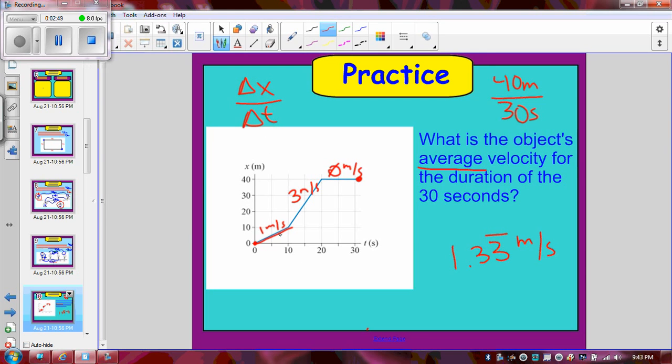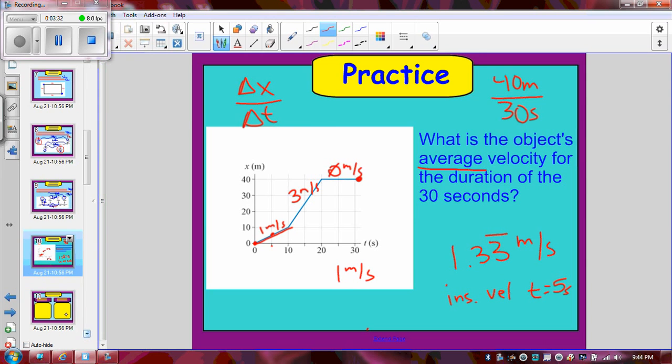Now, these individual velocities right here are what is known as the instantaneous velocity. The instantaneous velocity, and we'll talk about this more in Unit 3, is the velocity at the exact moment of specified time. So for example, if I said, what is the instantaneous velocity at time equals 5 seconds, we would find 5 seconds right here, and we would say, what's the slope at 5 seconds? The slope at 5 seconds is 1 meter per second. So while the average velocity is 1.33 meters per second, the instantaneous velocity at the exact time of 5 seconds would be 1. Like I said, that will come more in handy in Unit 3.